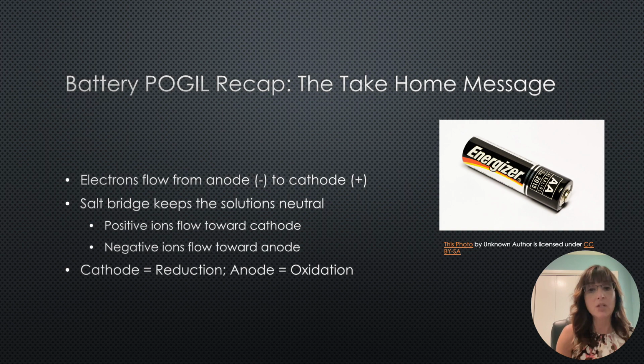And then, of course, anode, anti is negative, so the negative flows toward the negative. And of course, we all remember that cathode are cats, and cats are positive. So that's why the positive ions flow toward the cathode.